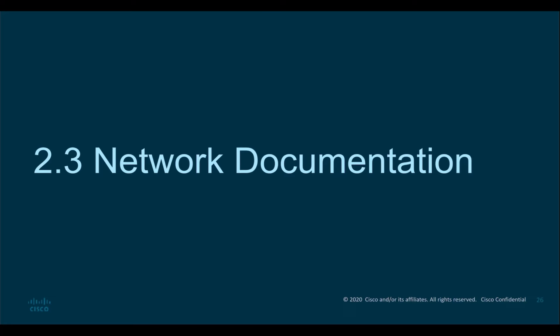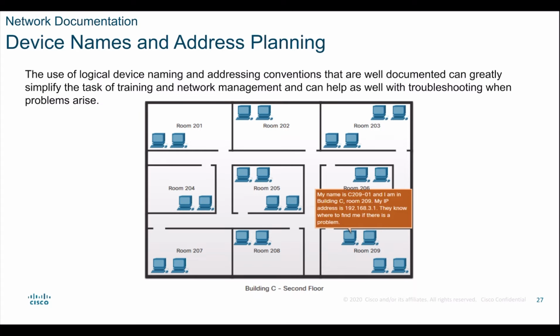Network documentation. Okay, so I talked a little bit about this in the previous module, also with my example of having bad documentation or not having updated documentation and it causing me issues. Okay, so device names and address planning. This is something that in the different jobs that I've worked, I've really tried to put a lot of thought into a naming scheme. You want to be able to look on the network and say, I know exactly where that device is. The name should say that.